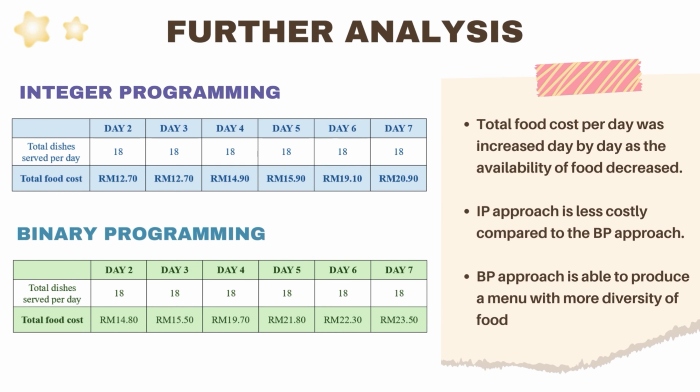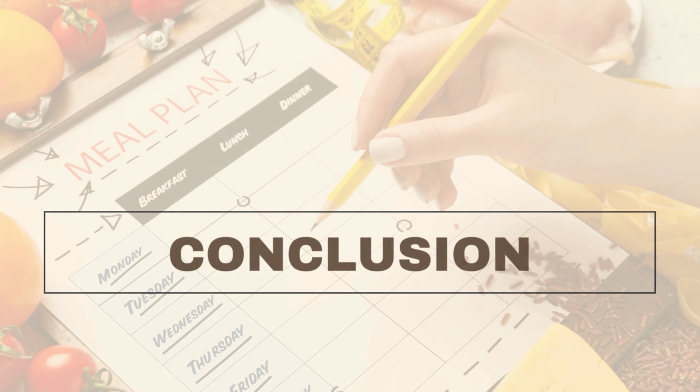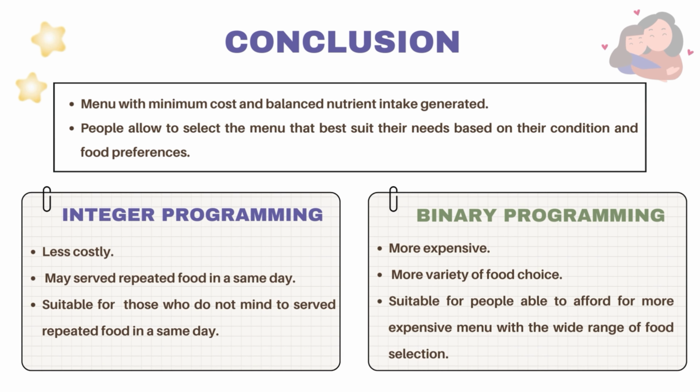The result shows that the integer programming approach is less costly compared to the binary programming approach, while the binary programming approach is able to produce a menu with more diversity of foods. It can be concluded that a menu with minimum cost and balanced nutrient intake was generated. People are allowed to select the menu that best suits their needs based on their conditions and food preferences.